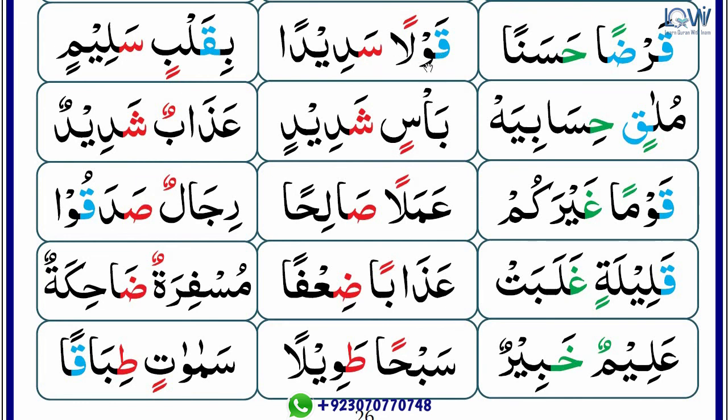Qaf waw zabar qaw. Lam two zabar lan. Qawlan. Sin zabar sa. Dal ya zir di. Sadi. Dal two zabar dan. Sadidan. Now we will read these words combinedly. Qawlan sadidan.